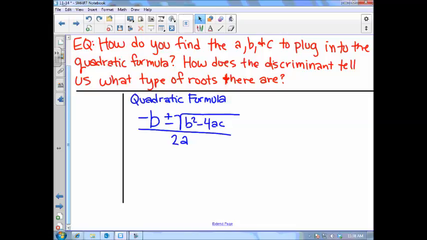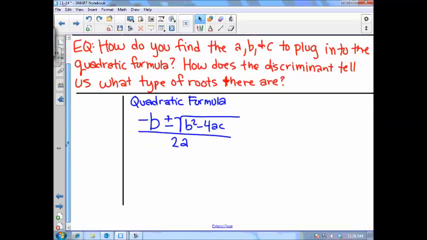Ax squared plus bx plus c. It starts with an S though. It's called the standard form. I heard it in the back. Okay, pick up your pencil. Let's continue with the notes.